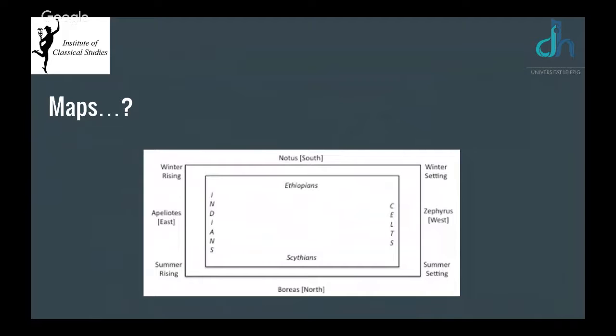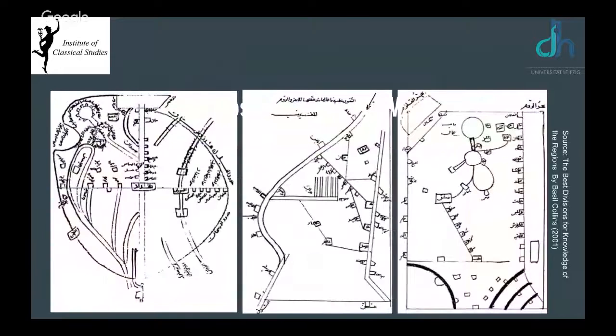So, for example, here you can see that the map represents the boundaries of the known world, and it associates them to people, essentially. So you can see the Indians, the Celts, the Ethiopians, and the Scythians. Also note that the directions are inverted with respect to our usual maps. The south is in the upper part of the map, where the north would usually be for our maps, and so on. So these maps are pretty much cartograms.